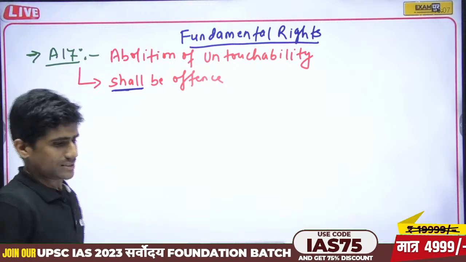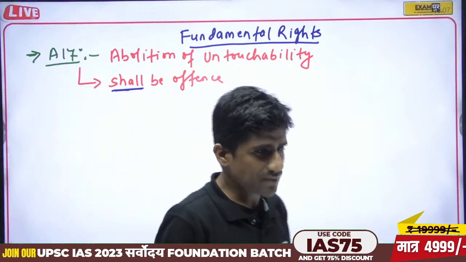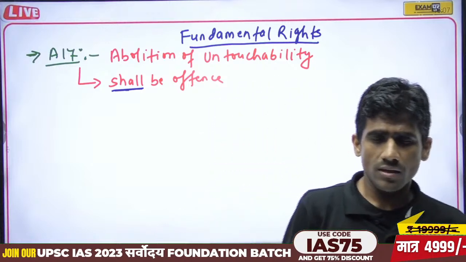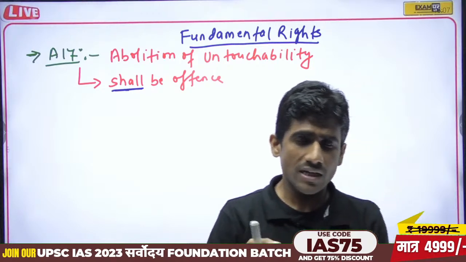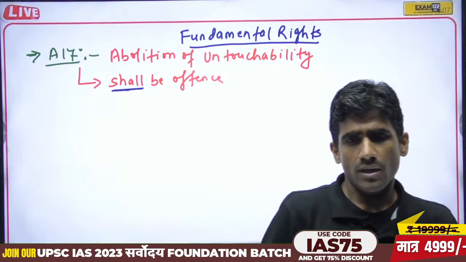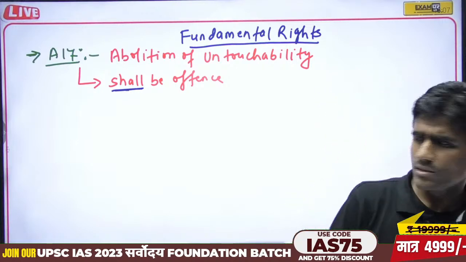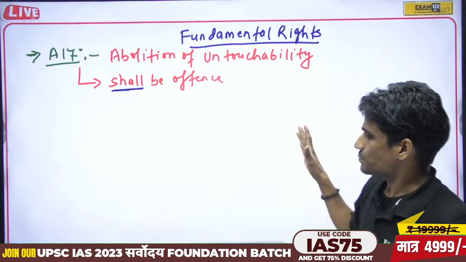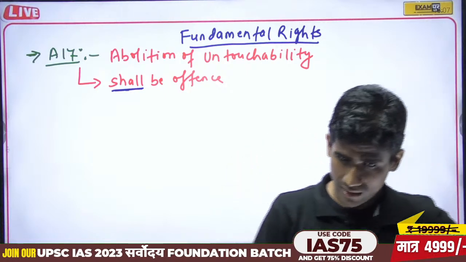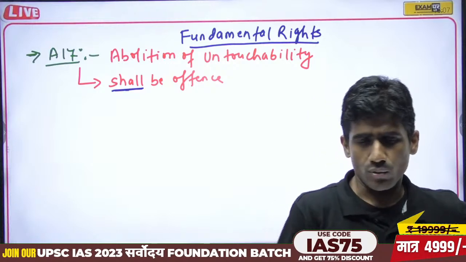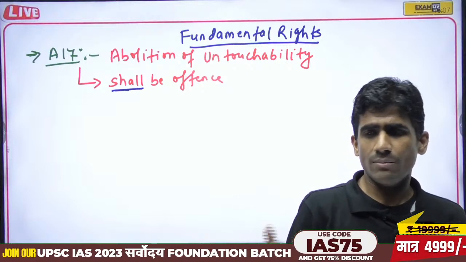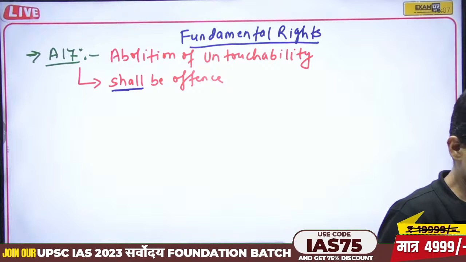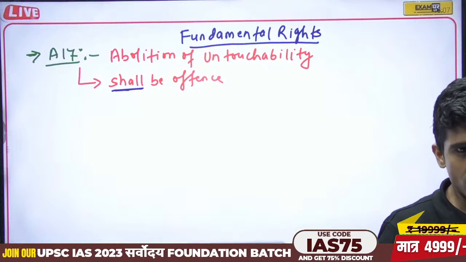So this offense, the one related to the practice of untouchability, is not mentioned in Article 17; it is mentioned in another article. We have Article 35 in the fundamental rights, which prescribes the punishment for the different offenses mentioned in the fundamental rights.